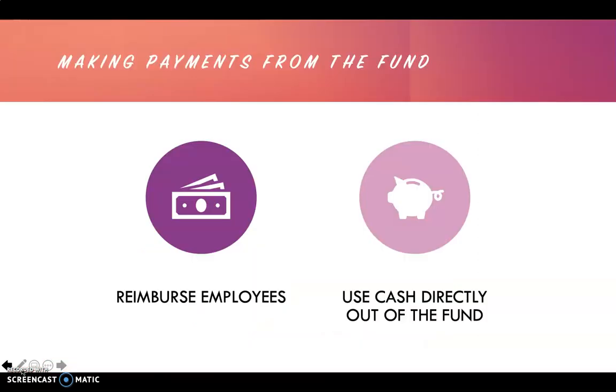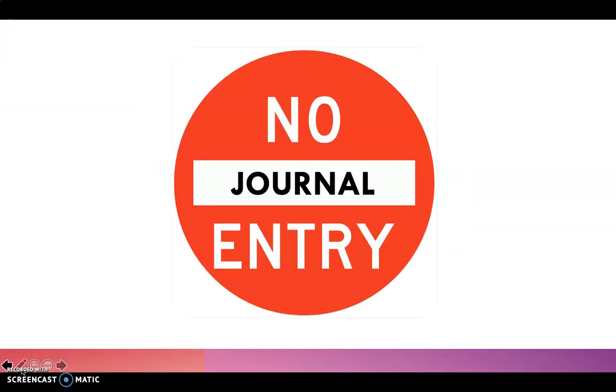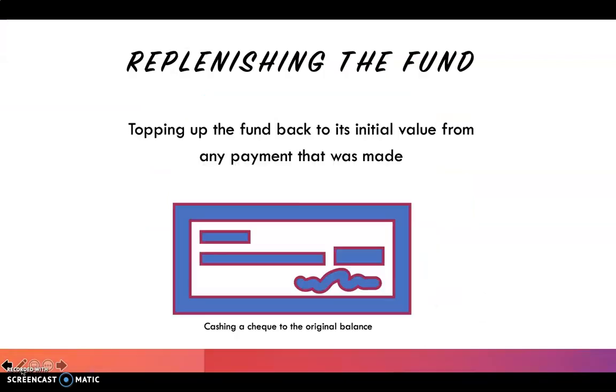The second step involves making payments from the fund, and this can be done either by reimbursing employees from payments they have personally made or using cash directly out of the fund. This process does not require any journal entries, as entries are only required for the next step, which is replenishing the fund. This step involves topping up the fund back to its initial value from the payments that were made, through cashing a check for the amount that brings total cash in the fund back to the original balance.